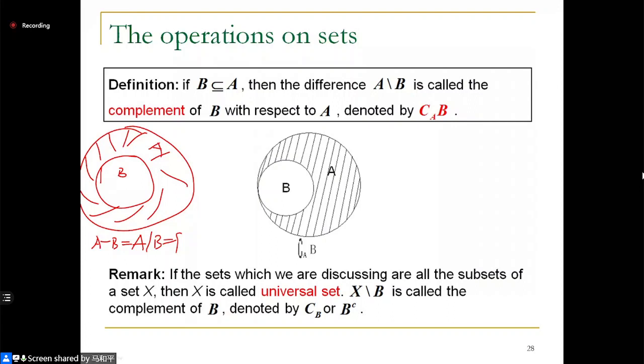Remark: if the sets which we are discussing are all subsets of our set X, then X is called a universal set. X minus B is called the complement of B, denoted by C B, or B with a superscript C.